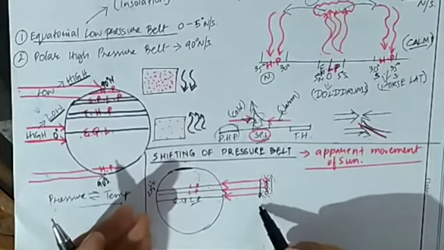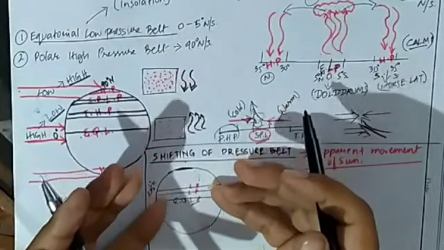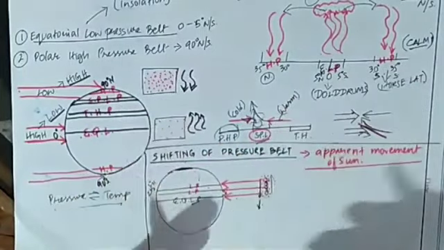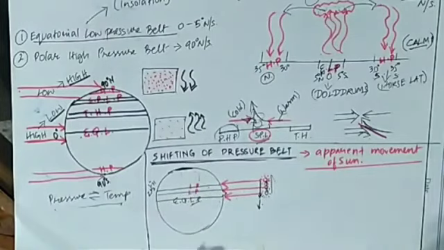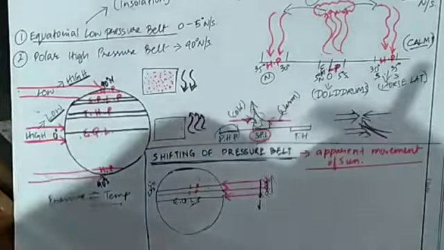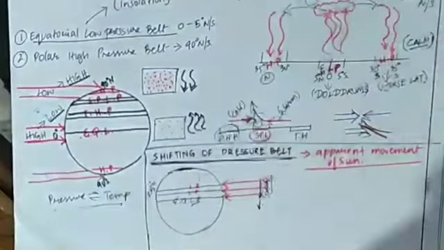Along with the movement of the sun, all the pressure belts will also shift towards the south. Not only the equatorial low pressure belt, but the other pressure belts will also shift towards the south. So this phenomenon is known as the shifting of pressure belts.